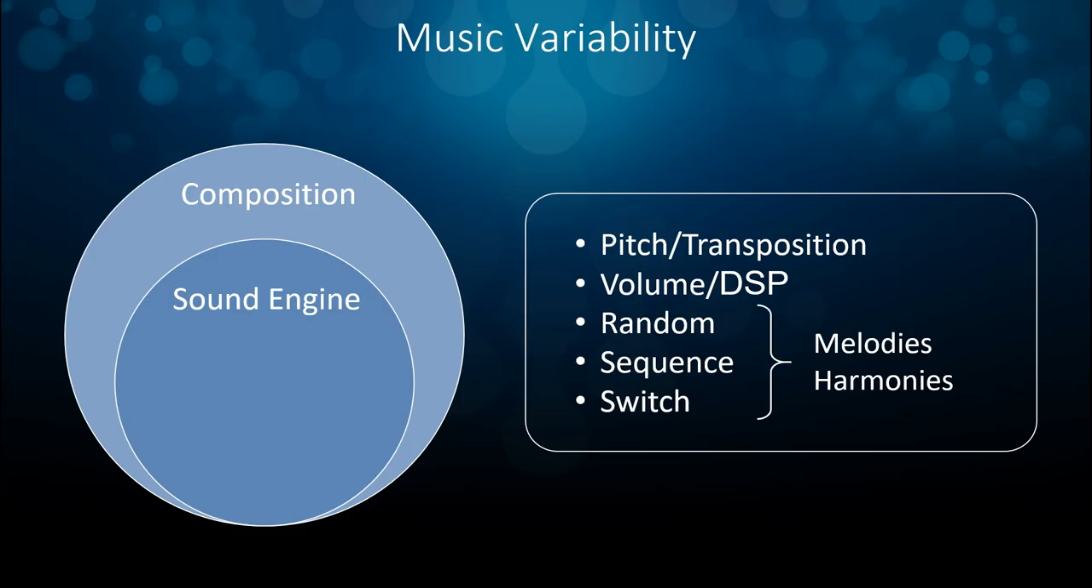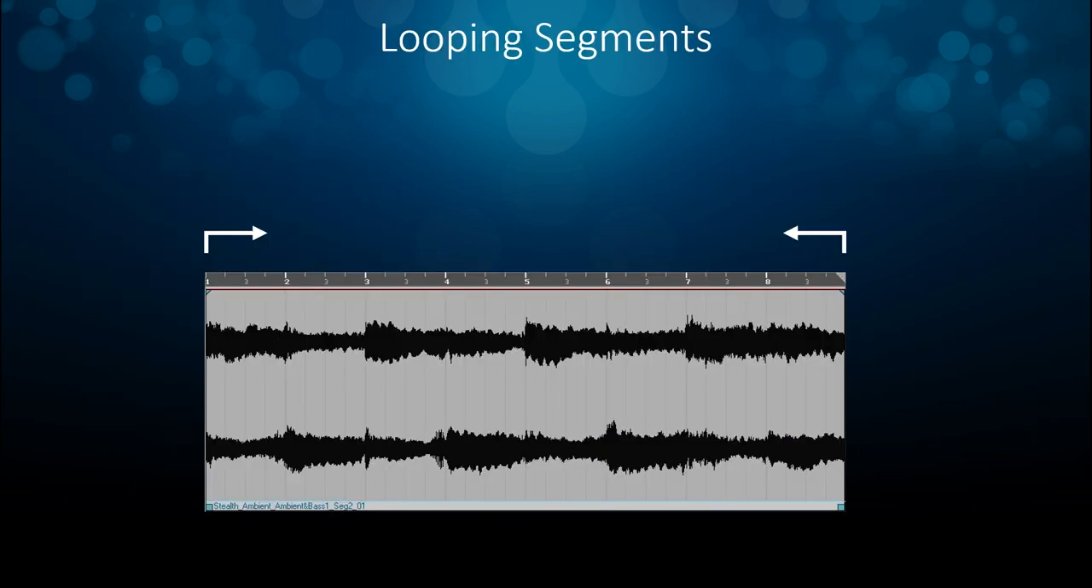Okay, so now let's look at the sound engine level, and in this case, in Wwise, there is plenty of stuff you can do with that, and people will talk about it during the day as well. Of course, you can transpose your content, apply volume changes, DSP, randomized sequence, switch, that sort of thing. But it all starts with one thing: the ability to have music segments that can loop gracefully. And that will help us to transition after that.